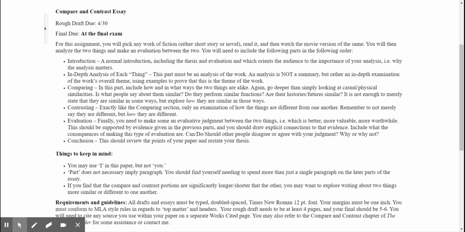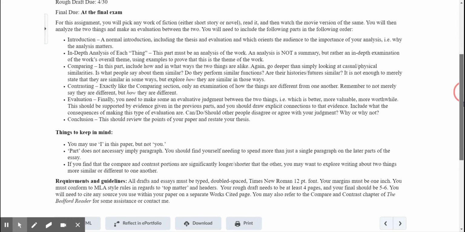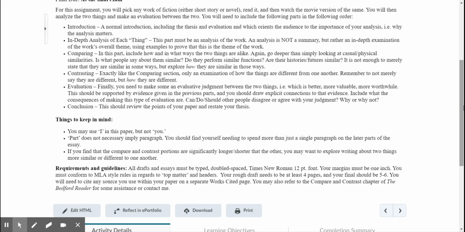Then, of course, as always, your last paragraph should be your conclusion. You may use I in this paper, but you may not use you. Each one of these parts may end up being more than one paragraph long, obviously, except for the introduction and the conclusion. If you find that you have more comparisons than you have contrasts, you may have to change your topic. Same if it's the opposite, if you have more contrasts than comparisons.